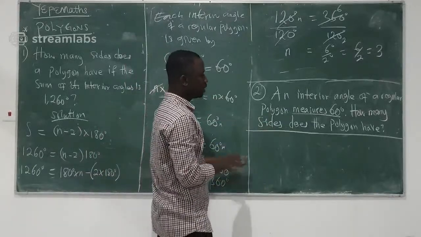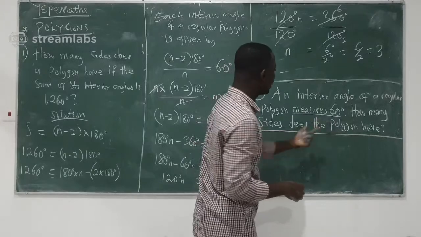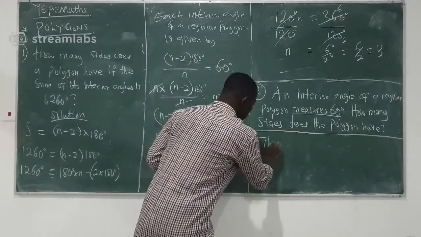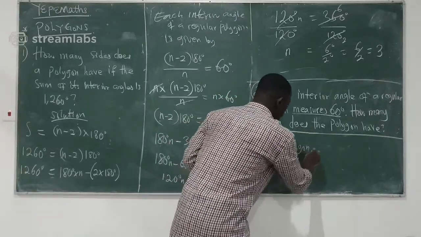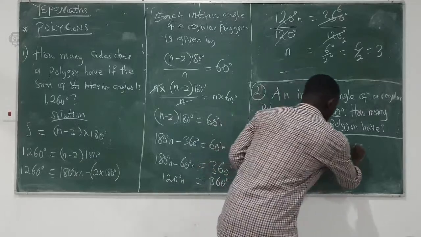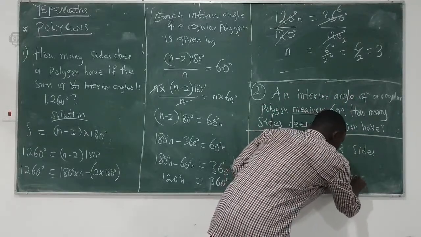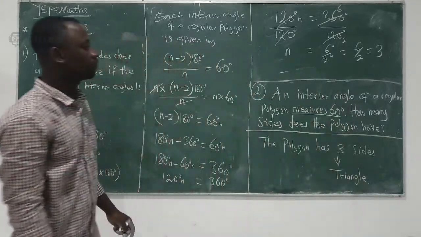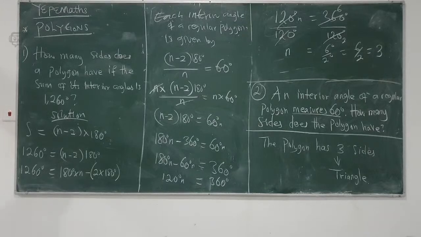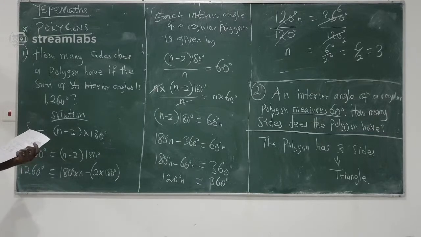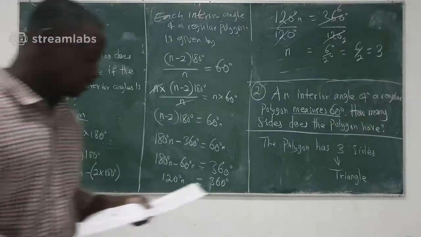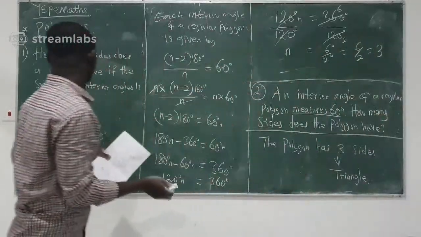So it turns out that the number of sides, or how many sides the polygon has, we conclude that the polygon has 3 sides. And what polygon is this? This is basically a triangle.